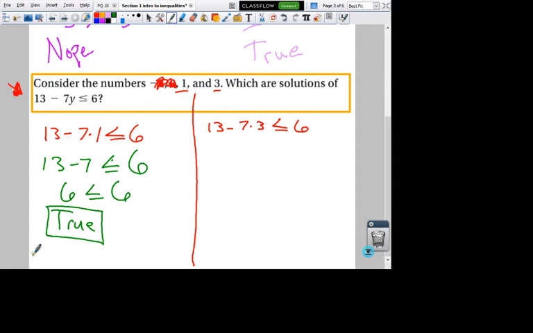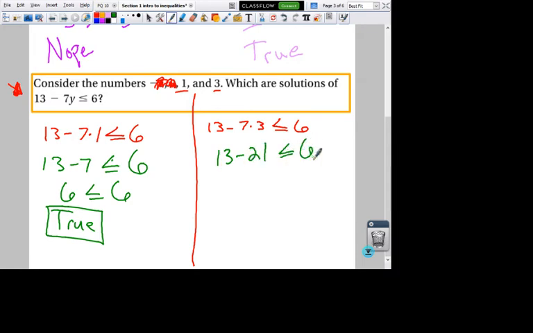Let's do this one on the right. So, Trayton, get me started. What am I going to do first? Let's think, 7 times 3. Yep, and what do we get when we do that? 21. We get 21. I have 13 minus 21 less than or equal to 6.